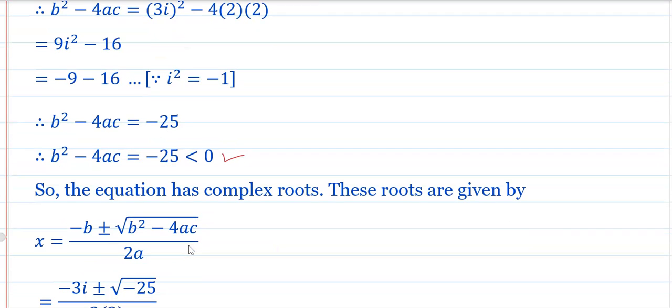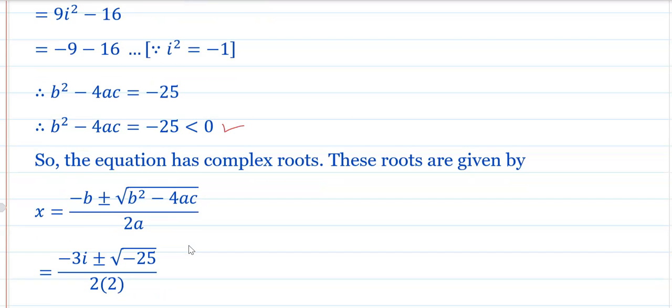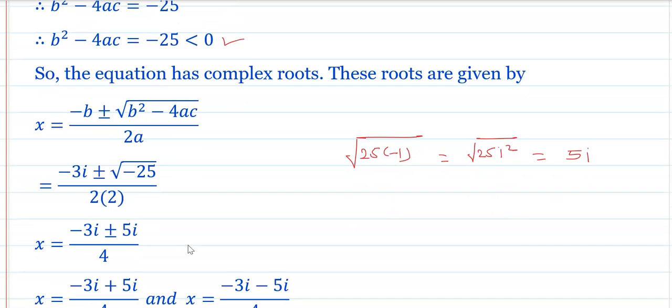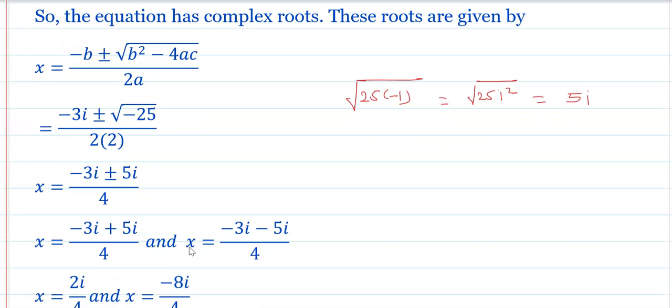Therefore, the equation has complex roots. These roots are given by x is equal to minus b plus or minus root of b square minus 4ac upon 2a. b is minus 3i plus or minus root of minus 25. Minus 25 can be written as 25 into minus 1, that is nothing but 25 into i square, that is equal to 5i. And therefore root of minus 25 means 5i. Once again we take plus and once minus.